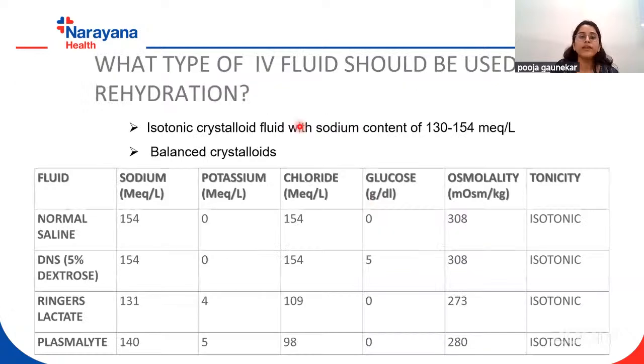We'll give isotonic crystalloid fluid with 130 to 154 milliequivalents. The choice of fluid will be balanced crystalloids. Now, what are balanced crystalloids? Balanced crystalloids are isotonic fluids but with a lower chloride content. Typically, Ringer lactate or Plasma-Lyte are balanced crystalloids. So, we'll start with the fluid using DNS and replacement using Plasma-Lyte or RL.